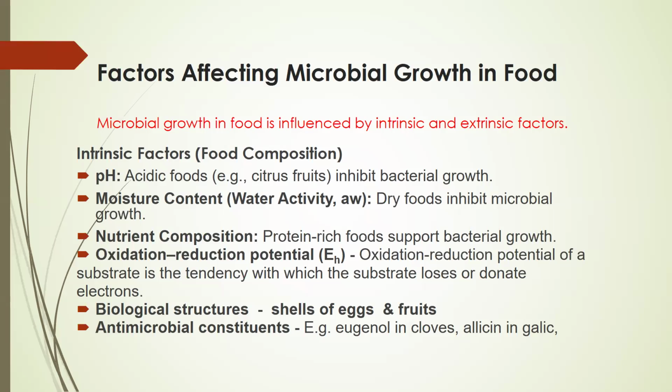Then we also have some food types that have antimicrobial constituents. For example, cloves have eugenol, and eugenol does not easily support the growth of microorganisms. Garlic also has allicin. Allicin does not easily support the growth of microorganisms. That is why you can keep cloves, garlic, and ginger on the bench for months, and they are just there because they do not easily support the growth of microorganisms.